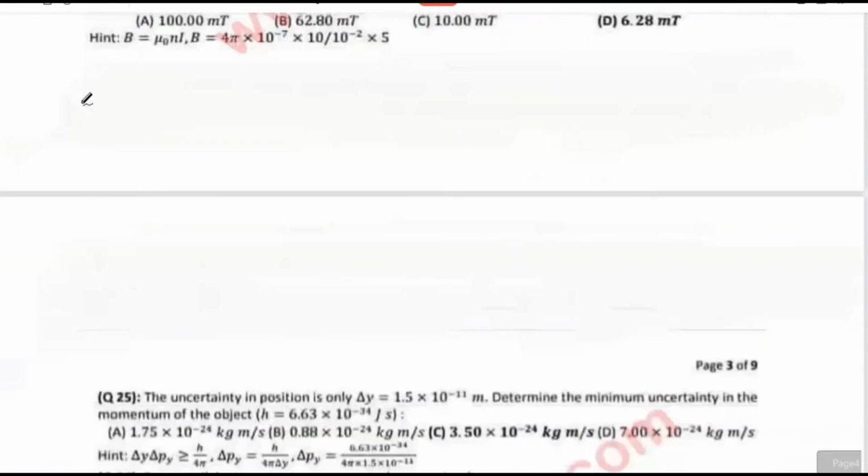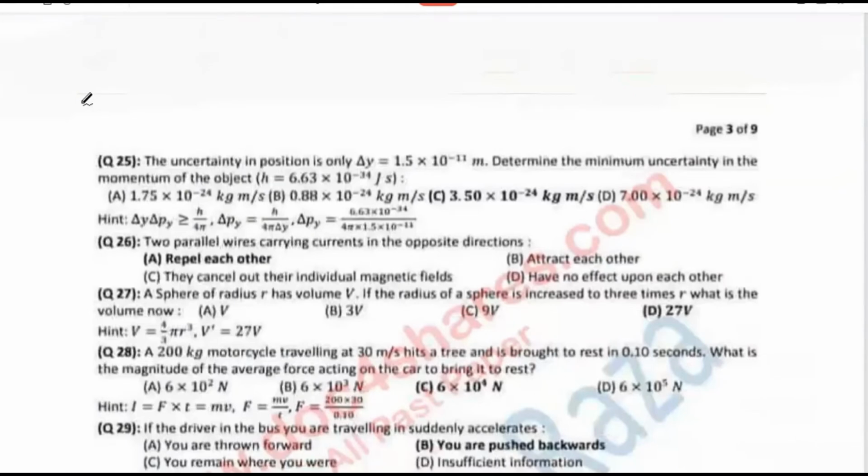6.28. So the question number 25, the uncertainty in position is only delta y equal to 1.5 times 10 to the power minus 11 meter. Determine the minimum uncertainty in the momentum of the object, where h is equal to 6.63 times 10 to the power minus 34 joule second. So the answer is C, 3.50 multiplied by 10 to the power minus 24 kg meter per second. So according to the uncertainty principle, you can find the answer.